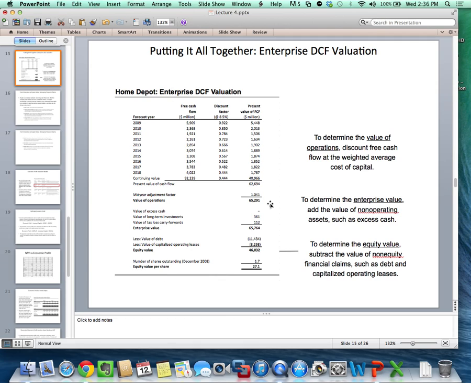So what McKinsey does is they take a half-year discount factor and they future value the entire valuation by a half year. So they basically move the valuation 6 months into the future. And the reason they're doing this is they're assuming that cash flows come in evenly throughout the year, as opposed to the end of the year. So for practical purposes, June 30th rather than December 31st.